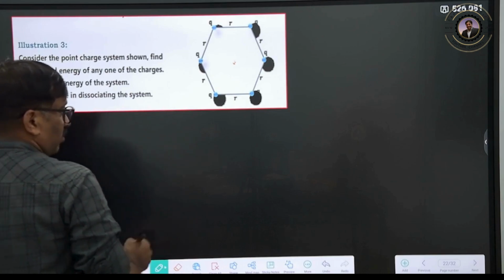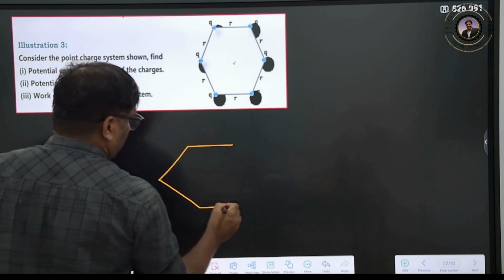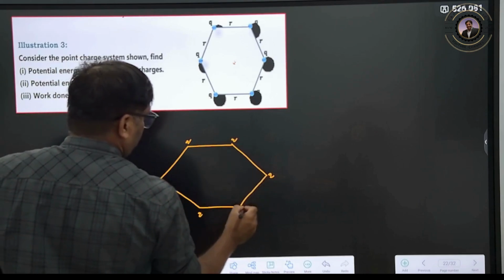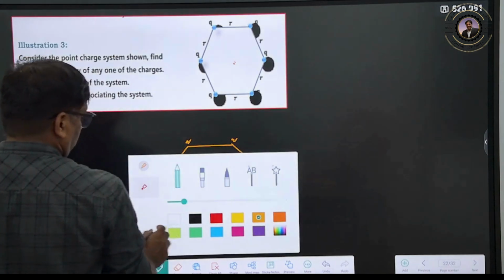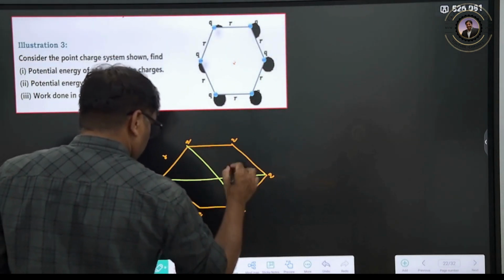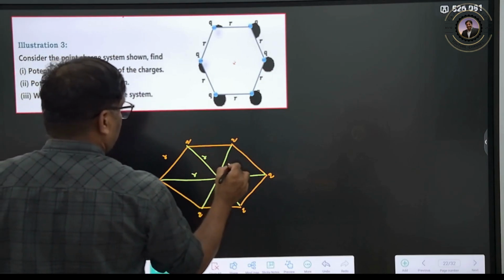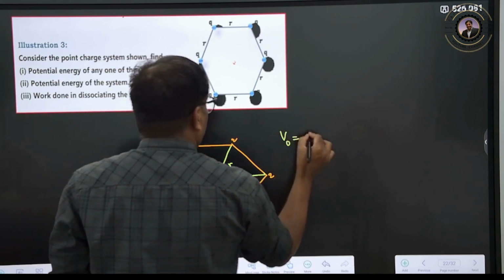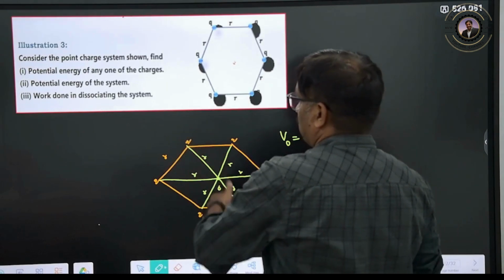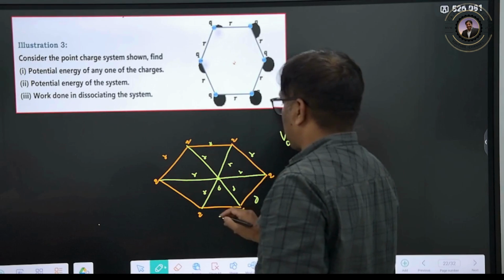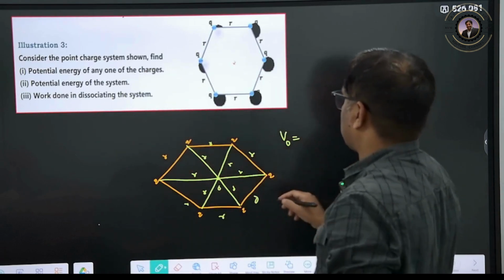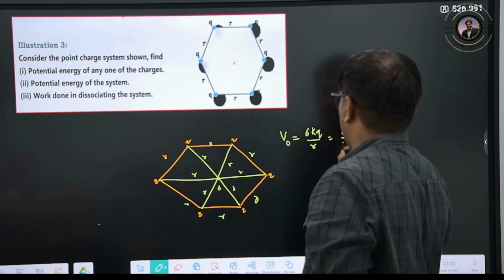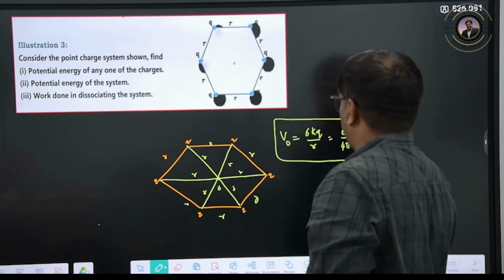Whenever there is a hexagon, you need to remember: this is Q, Q, Q, Q, Q, and Q, and this distance is nothing but R. These are all equilateral triangles, so this distance is also R, the sides are R. Potential at the center: same charges, same distance, so 6kq by R, that is nothing but 6q by 4 pi epsilon naught into R. This is your potential at the center.